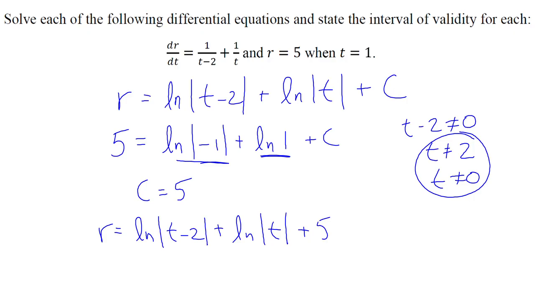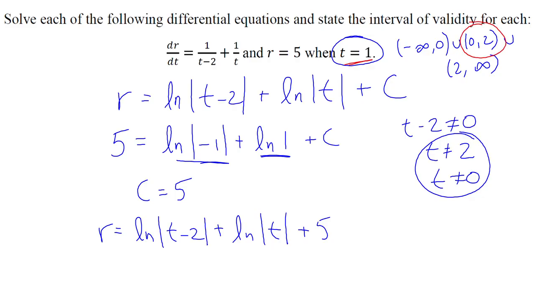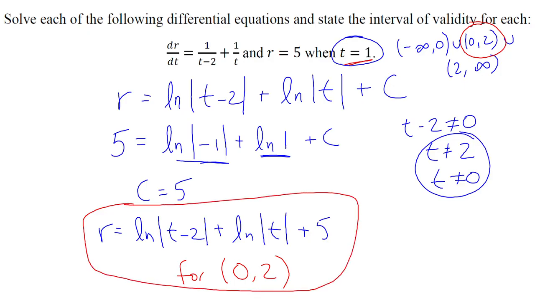And so when we look for the interval of validity for our differential equations, we can only pick the one continuous piece of the domain of the function that includes our initial condition. So if I have only discontinuities at 0 and 2, right? That's like having negative infinity to 0, 0 to 2, and 2 to infinity. But we're not allowed to put all of those. We can only choose the one that includes t equals 1, which is from 0 to 2. So we'll say for 0 to 2, and that should be our final answer there.